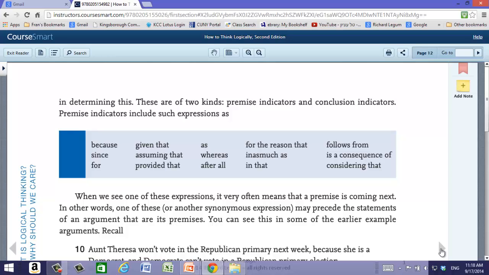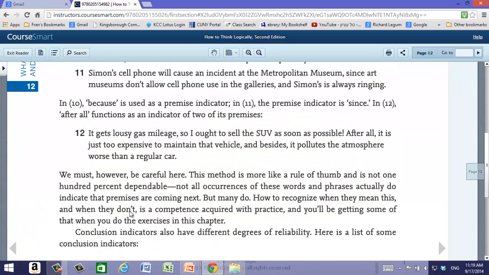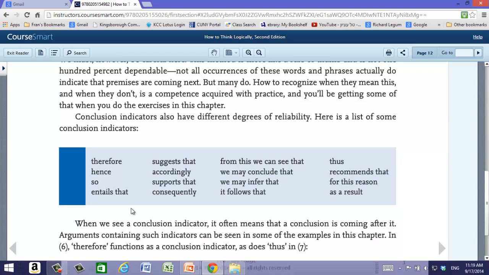To see what it means that these phrases are premise indicators, let's take the first example, because. It's a premise indicator. I didn't mean the pun. The claims that come after the word because are often premises that are supposed to support the conclusion that came before. You saw examples. In addition, further down on page 12, we have the list of conclusion indicators, or you could take it out of my lecture notes.